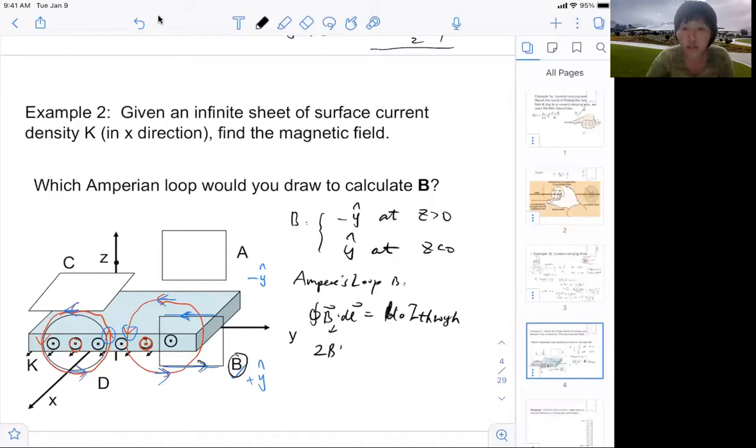Sorry, I don't know why the screen went away. One second.